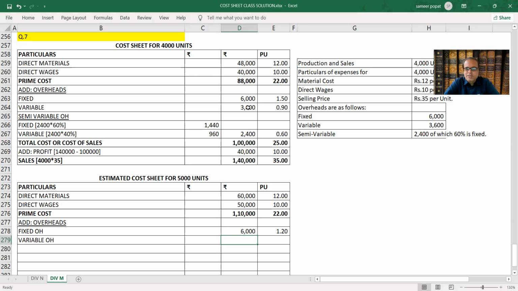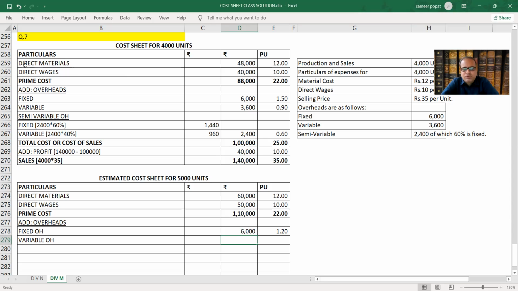Variable overhead, 3,600 or 0.9. Which one would be constant? In case of variable cost, its per unit cost would be constant. So this 3,600 would change because we are producing more number of units. This will change, but the per unit cost would be 0.9 only.